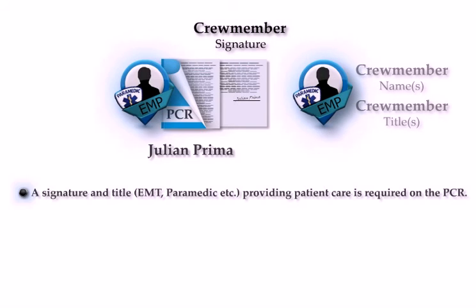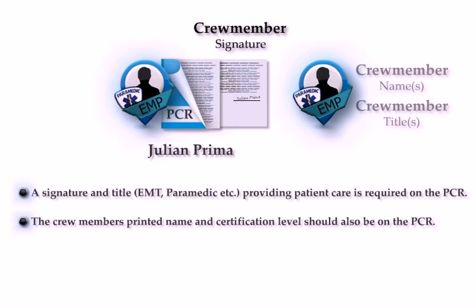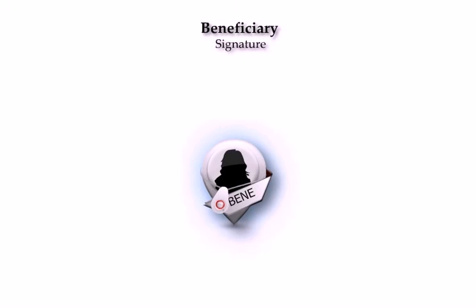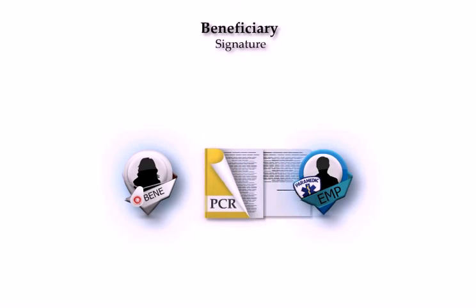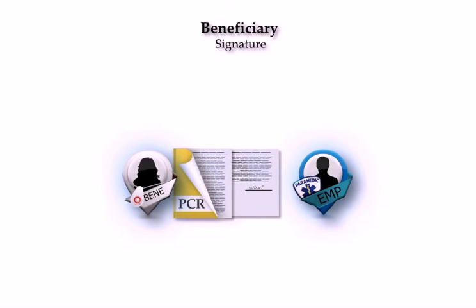Crew members are prohibited from signing the PCR on behalf of their partner or other caregiver. For the crew member who completes documentation, a signature and title, EMT, paramedic, etc., providing patient care is required on the PCR. The crew member's printed name and certification level should also be on the PCR. Do not forget to include the names and titles of the other crew members.